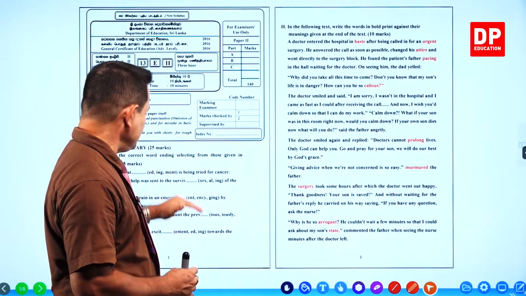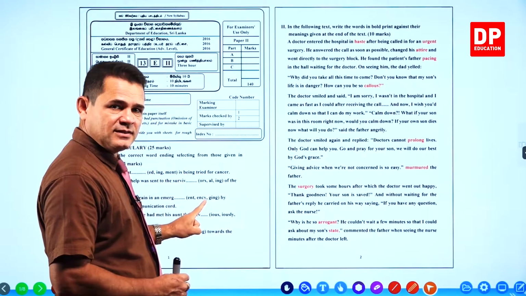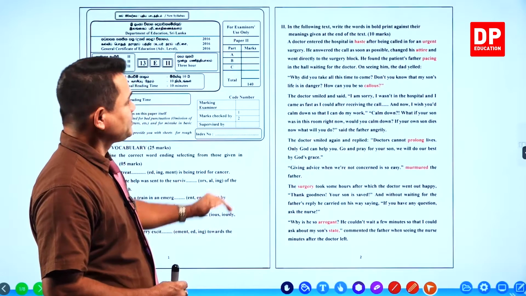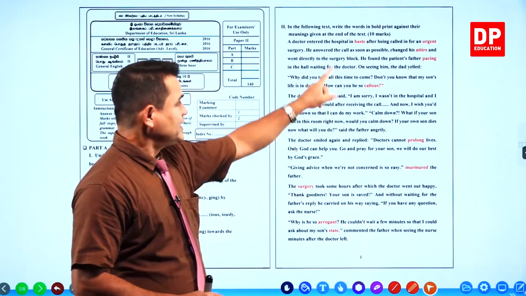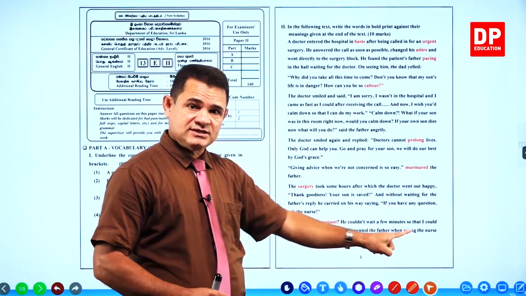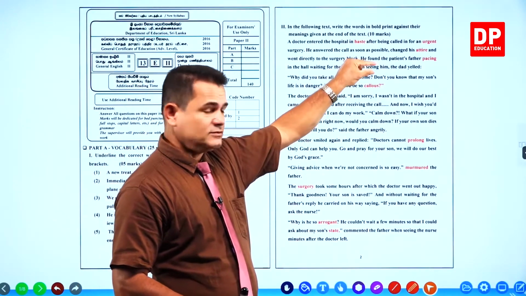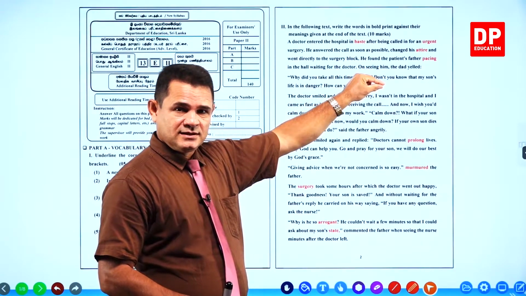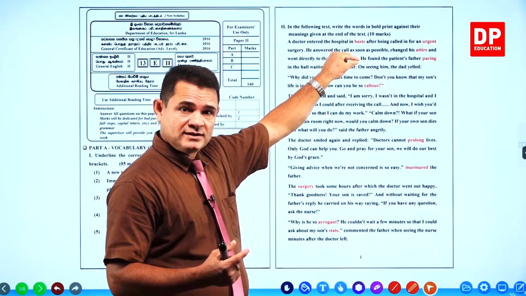For that, here in this one, you have to fill in the blanks. So in this one, there are certain words. A big text is given. There are certain words highlighted. In your question paper, it is in bold print.